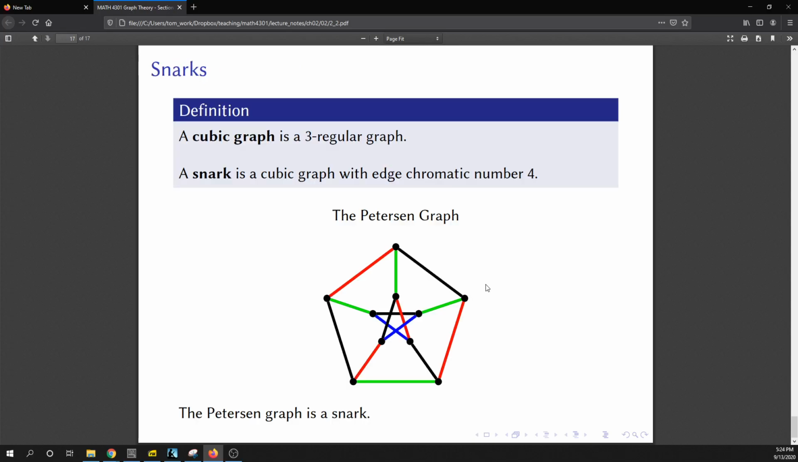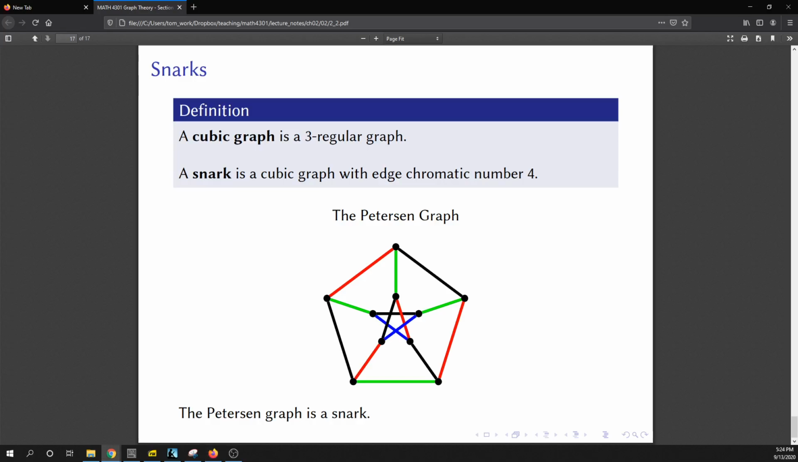All right, the very last thing in this section is about cubic graphs and snarks. So a cubic graph is just another name for a 3 regular graph. So remember this Petersen graph we talked about is 3 regular. So it's a cubic graph. And then a snark is a cubic graph with edge chromatic number 4. All right, and that has been a pretty interesting area in the history of graph theory.